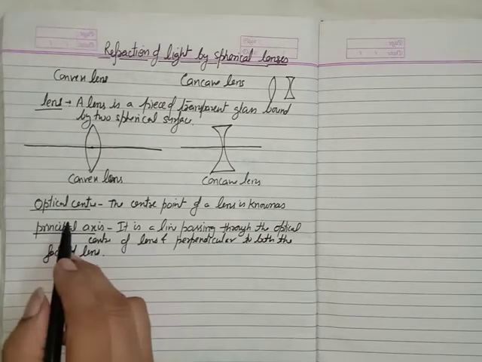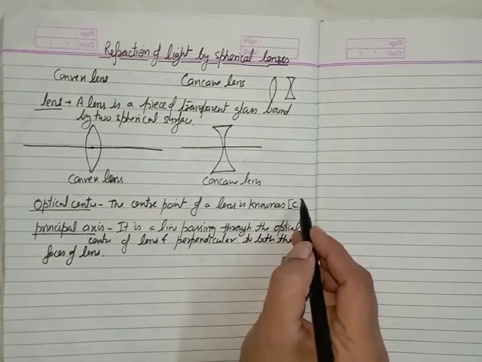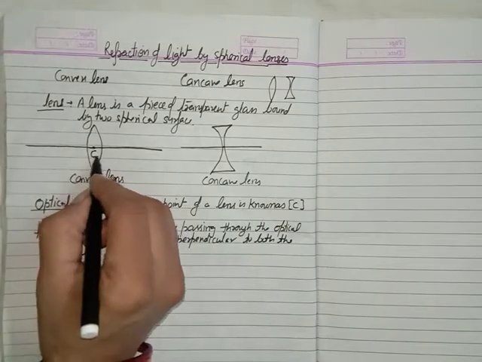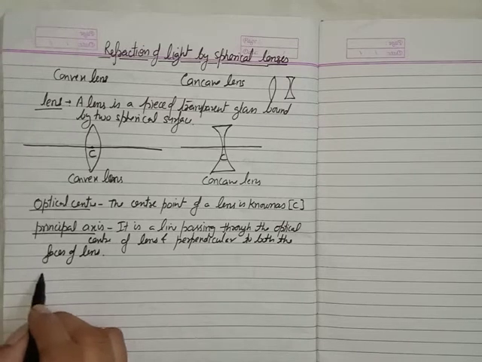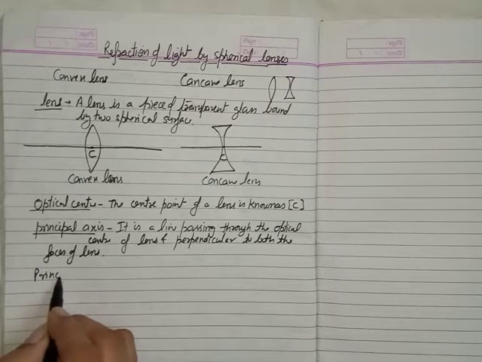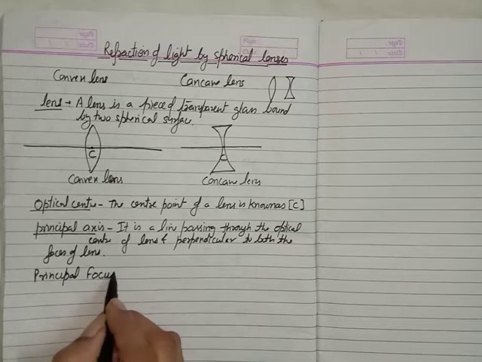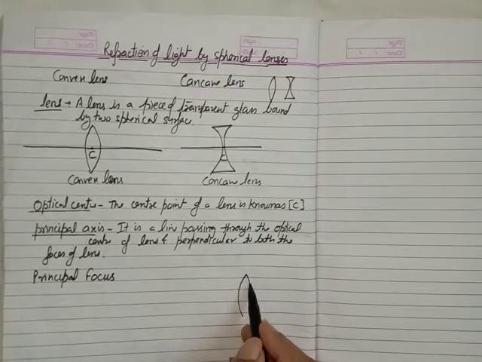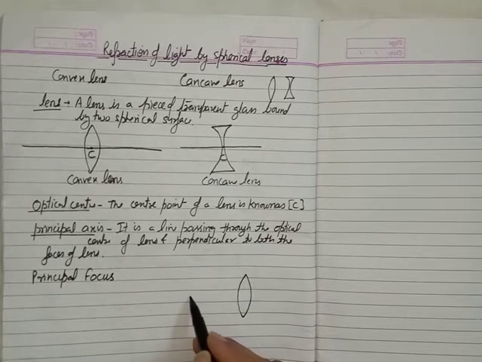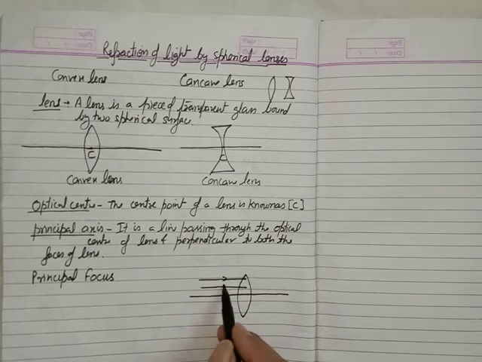Okay. One more thing, we represent the optical center by using the symbol C. And this is the principal axis. Now about the principal focus. Whenever you write the definition of principal focus, you should also draw the diagram of the principal focus. It is really compulsory. You should always do it.